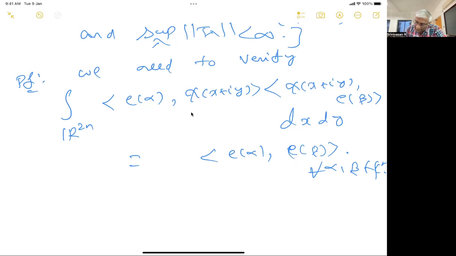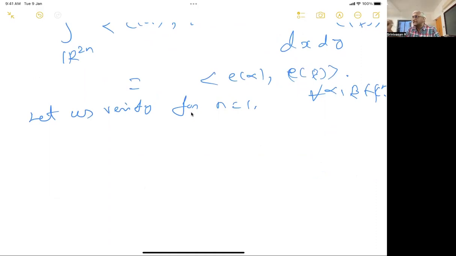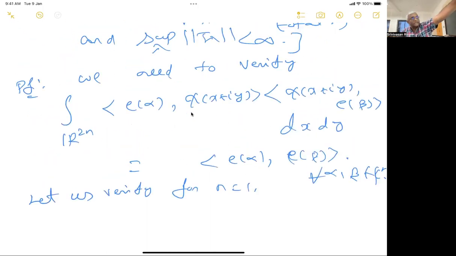For general n, you can write alpha equal to alpha 1 up to alpha n. Then E of alpha will be E of alpha 1 times E of alpha 2 up to E of alpha n. I mean, gamma of C^n is nothing but gamma of C tensor n times. Similarly, you can write this vector also as a tensor product. The inner product will break up over the tensor product, and they are products of n functions. So the multiple integral is just the product of all the iterated integrals. So it follows for general n.